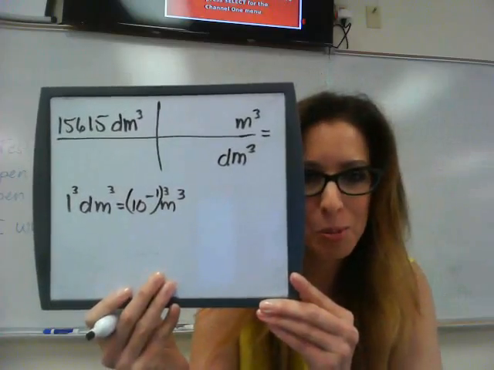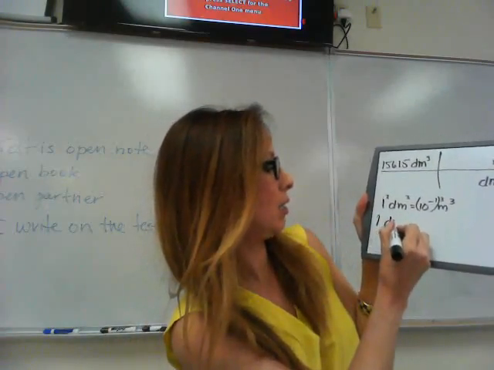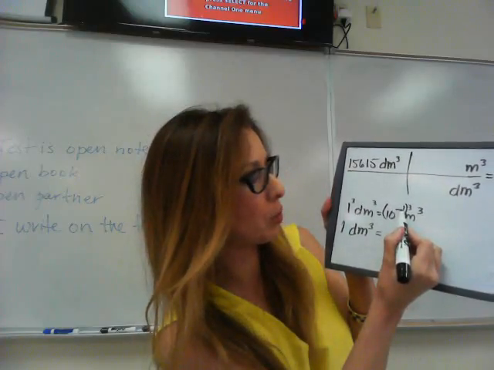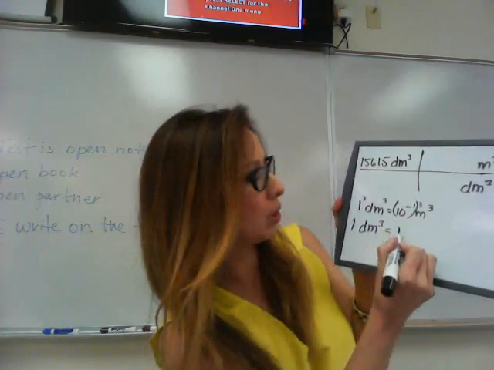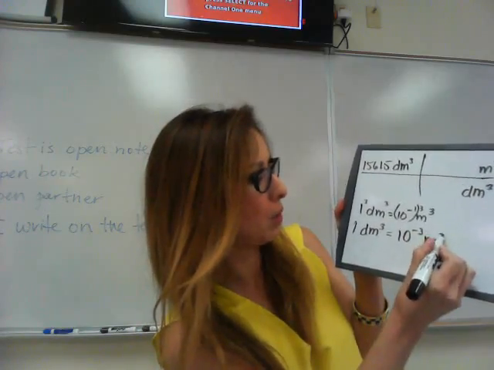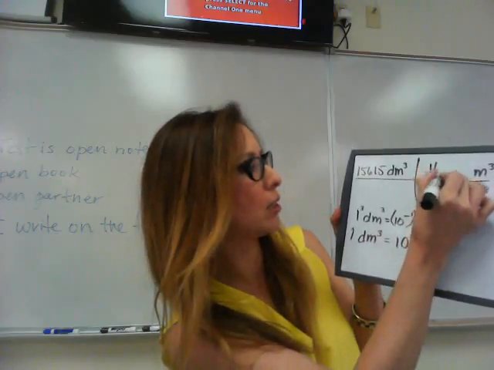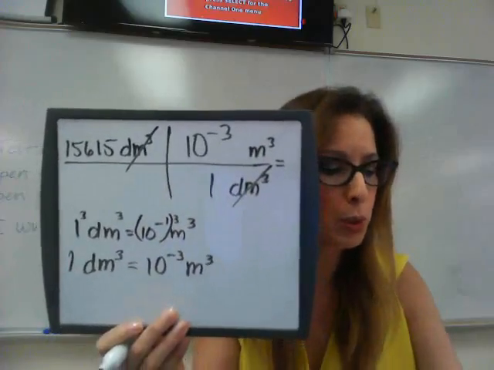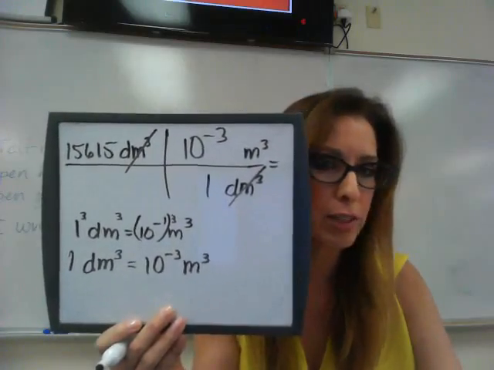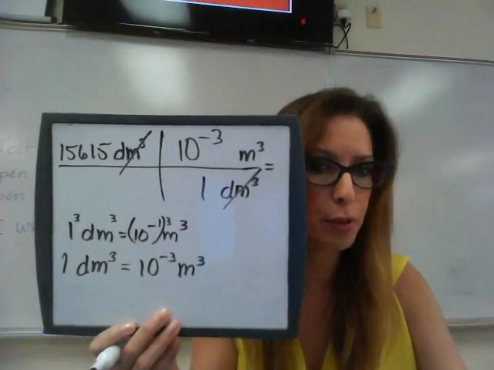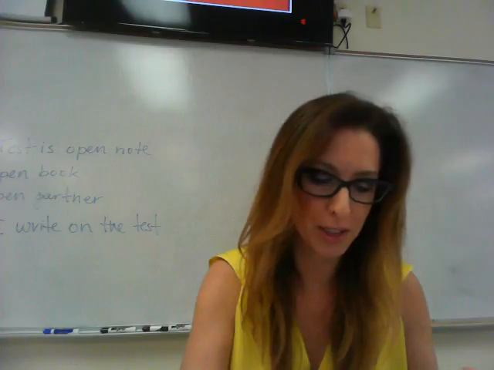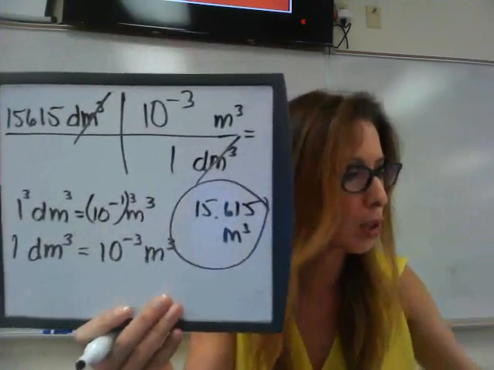So the number 1 cubed is 1, so it's 1 decimeter cubed equals, you have to multiply this negative 1 in the exponent by 3. So it's 10 to the negative 3 meters cubed. So 1 is going to go here, 10 to the negative 3 is going to go here. These are going to cancel, and we're multiplying. So in your calculator, it's 15615 times second E negative 3, and you're going to get 15.615 meters cubed for your answer. Okay, we have the same number of sig figs as the number that we started with.